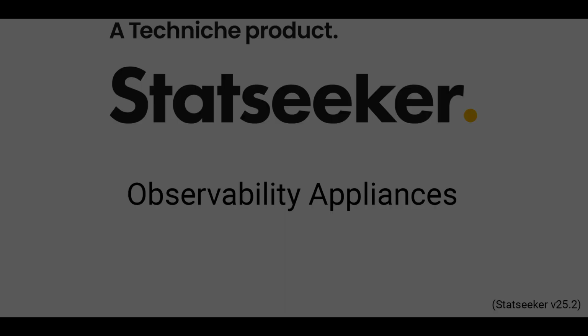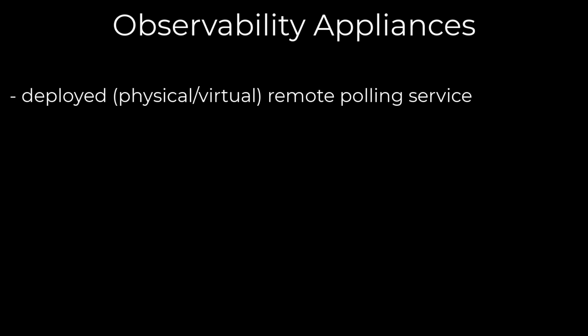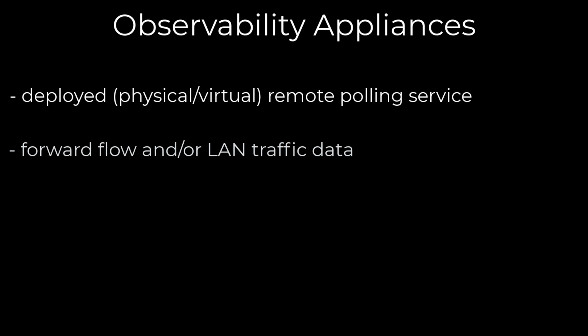Statseeker's Observability Appliance is a platform which can be deployed anywhere in the network to enable remote polling from the deployed location. Observability appliances can be deployed to areas of your network that cannot be monitored by Statseeker in the typical manner, and have them act as a traffic collector, which then forwards NetFlow and summarized LAN traffic data to the Statseeker server via HTTPS.